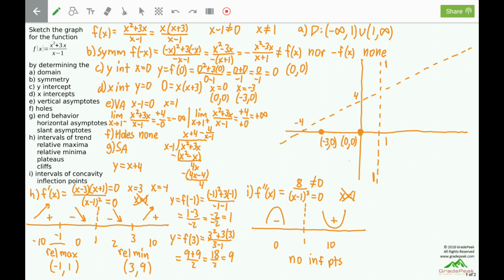Right at the point of -1, 1, we have a relative maximum. -1, 1 will be in here somewhere. We can label that -1, 1. It's going to have a relative maximum type of shape, so it'll look something like so.